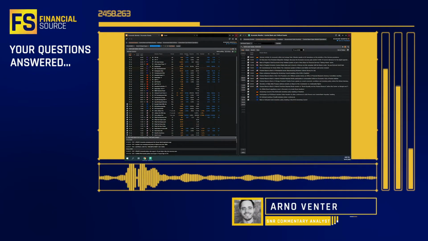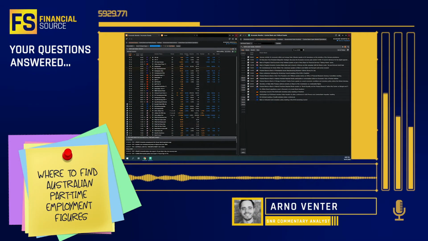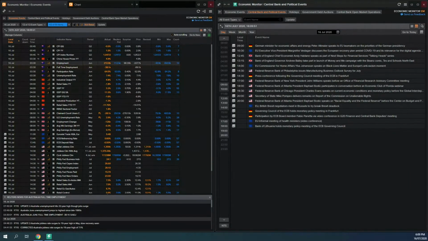Just quickly looking at a question here from Ashley asking, how do we distinguish between the full-time employment and part-time employment on the calendar? For example, in today's session, we had employment coming in for Australia at 210,000, but full-time was a contraction of negative 38,000.